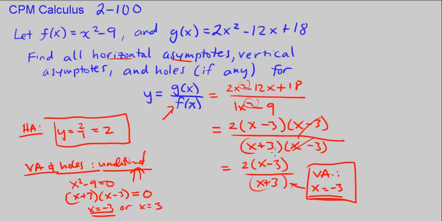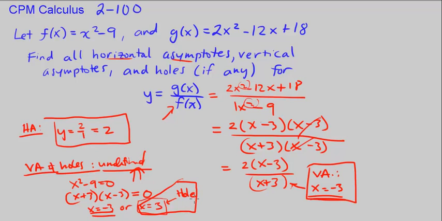Just like earlier, we have a vertical asymptote at x equals negative 3. But in our simplified version, we no longer have our function undefined at x equals positive 3. So instead of a vertical asymptote there, we have a hole. Okay, so we have a hole at x equals 3, and a vertical asymptote at x equals negative 3, and a horizontal asymptote at y equals 2.